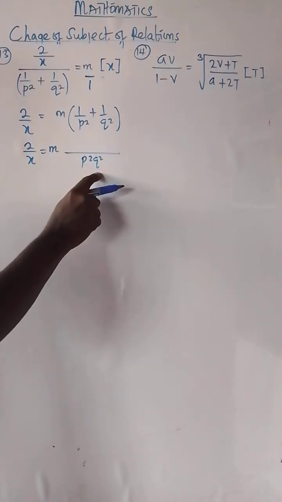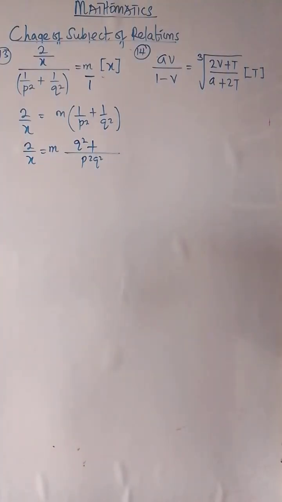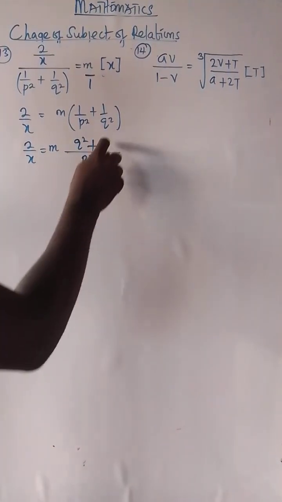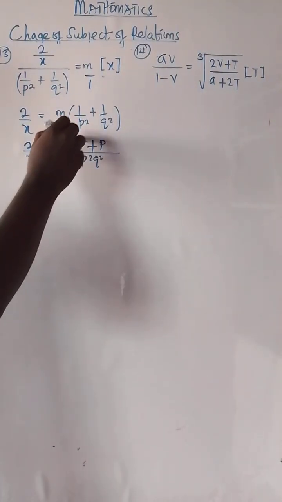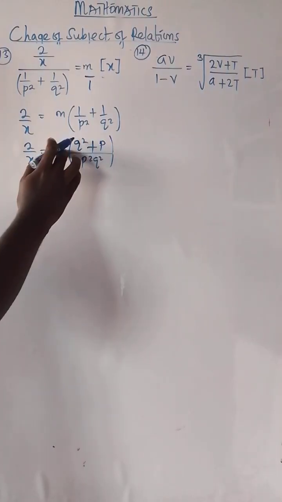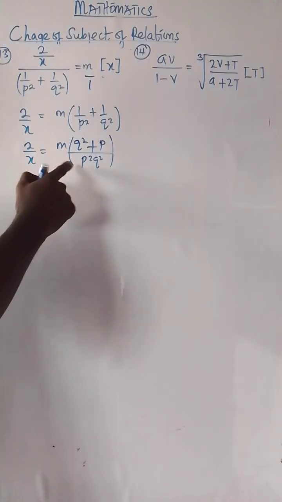P squared cancels p squared, we have q squared times 1, q squared. Then q squared cancels q squared, we have p squared left times 1, p squared. So this m, we can attach the m to the numerator. Still the same thing.